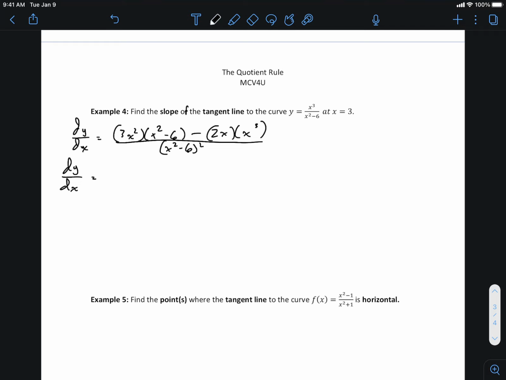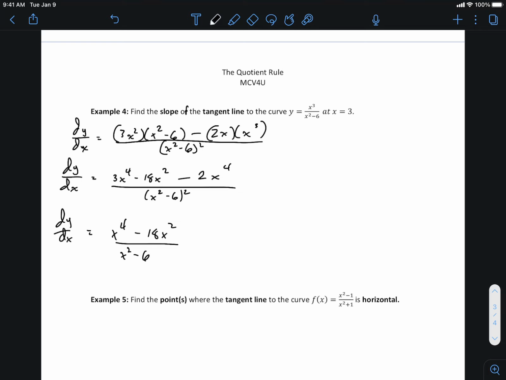So we'll expand the top. We're going to get 3x to the power of 4 minus 18x squared, and then we're going to subtract off 2x to the 4. All needs to be divided by x squared minus 6, squared. And then we're going to find that dy by dx will equal x to the 4 minus 18x squared divided by x squared minus 6, squared. There's your derivative.